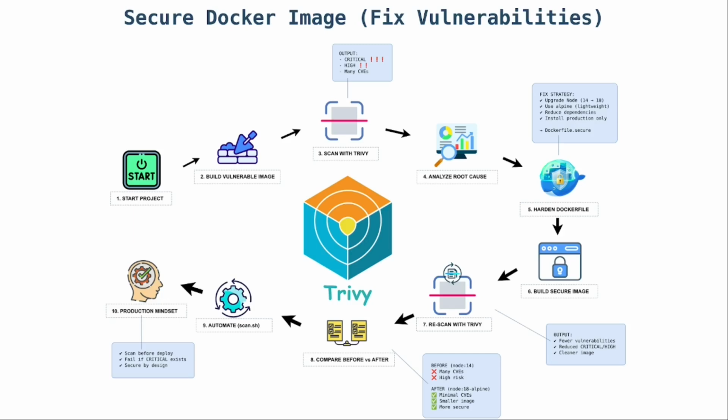Next, we harden the Dockerfile by upgrading the base image, reducing dependencies, and minimizing the attack surface. After rebuilding and scanning again, we clearly see fewer vulnerabilities and a more secure image. Finally, the process is automated and ready to be integrated into a CI/CD pipeline, ensuring security is enforced continuously.